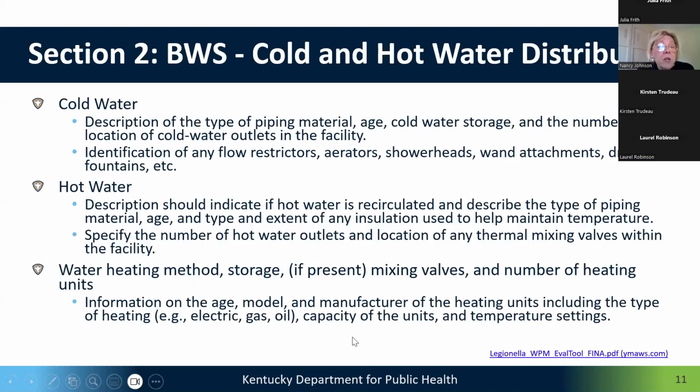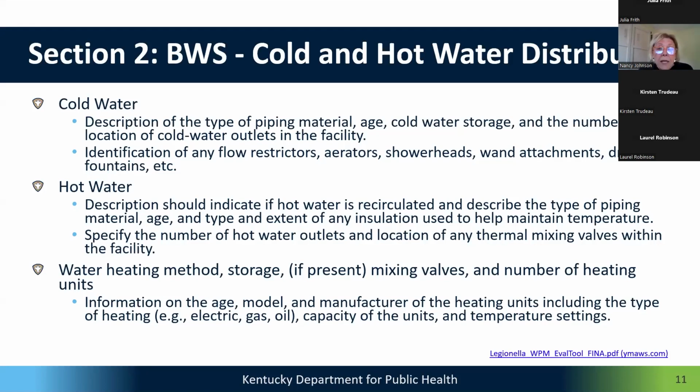You need to have a section where you describe the cold water. And this should include the type of piping material. It matters whether it's copper, whether it's PEX, or PVC. What is the age of your plumbing system? And does it change over time? Have you had additions? Do you have a cold water storage area? How many outlets that are cold water are in the facility? Do you have flow restrictors, aerators? You can say every cold water has an aerator on it. That's enough. You don't have to give me an itemized list, but if there's only certain ones, that's appropriate. Are there wand attachments, drinking fountains, etc.